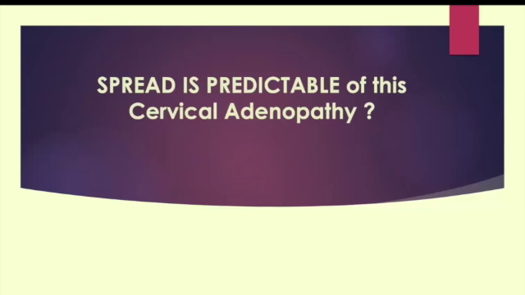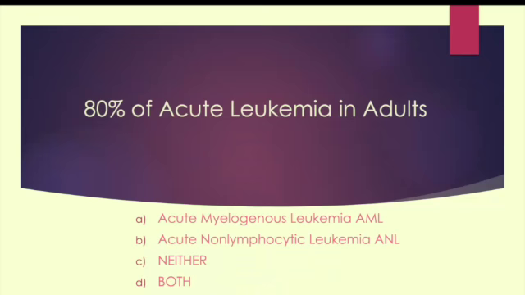So this one again, spread is predictable of this. It's cervical adenopathy. What do you guys think? I think it's Hodgkin's. Yeah, it's Hodgkin's lymphoma. So 80% of acute leukemia in adults is, I think it's the acute myelogenous leukemia. Let's see.